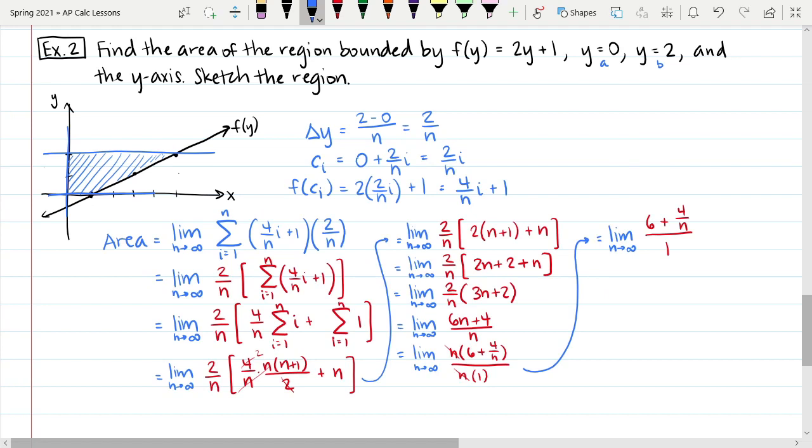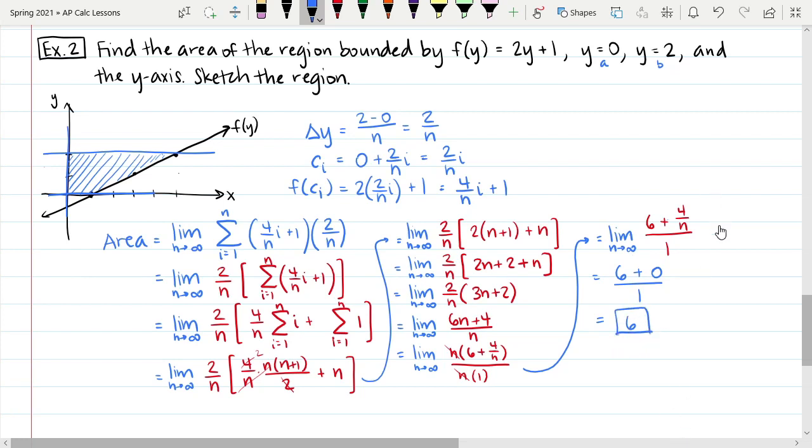Okay, and so through the magic of pausing, here is all of the work. Go ahead and take a look closely at that. You can pause right now if you need to look more closely, but we do eventually end up with the limit as n approaches infinity of 6 plus 4 over n all over 1. And so when I evaluate that limit, the limit of 6 is 6, plus the limit of 4 over n as n approaches infinity is 0, and then the limit of 1 as n approaches infinity is still 1, and finally we just get 6.